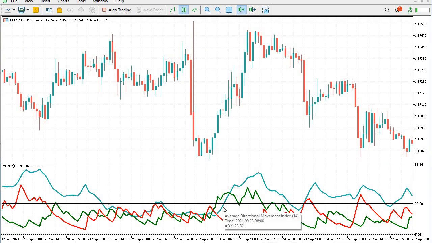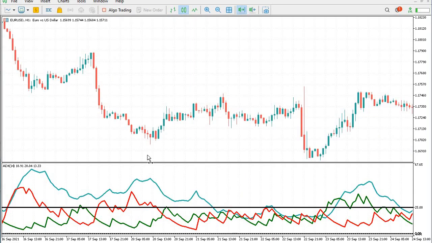Let me repeat myself. Whenever this blue line goes above 25, you can change this level as you want. Maybe you can make it 15 or 10 depending on what works for you, because you will first do a back test. Then whenever this blue line is above this 25 line and the green line is above the red, it's a buy signal.